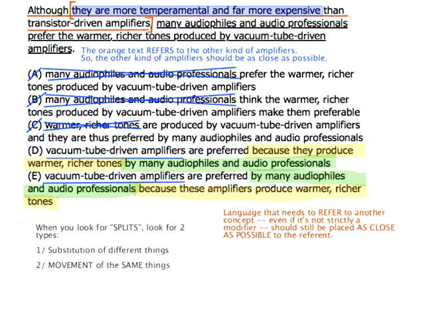So preferred blah, blah, blah by many audiophiles and audio professionals. There's no reason to split that up. Versus in E, it's not split up. Preferred and by many audiophiles and audio pros are directly next to each other. So the placement in E is better. E is the winner. The class didn't have too much trouble with this problem, so unless someone has a question, we can move on. If you do have a question, feel free to type it in the box.